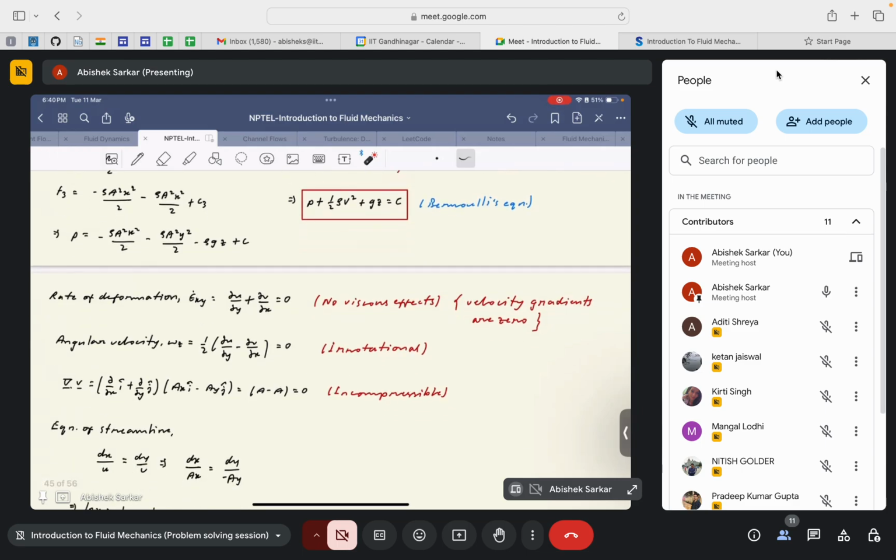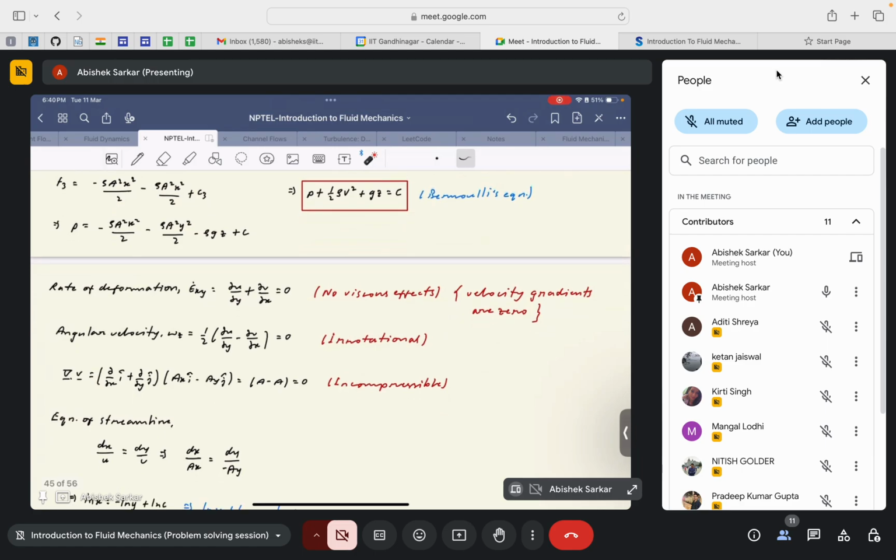Then again, we just saw that there are no viscous effects in this kind of flow because the velocity gradients, the strain-rate tensor, give 0. Then the angular velocity is 0, so the flow is irrotational as well, and the divergence of the velocity field gives us 0, which tells us that the flow is incompressible.